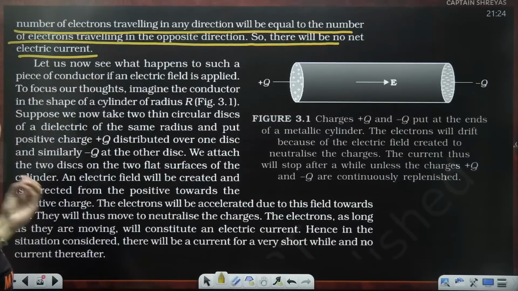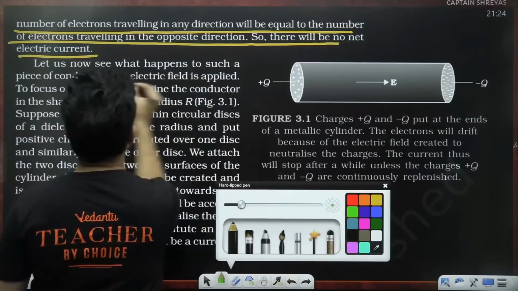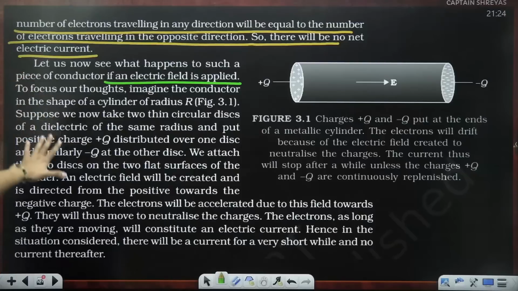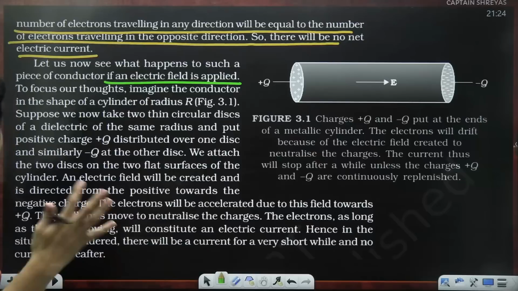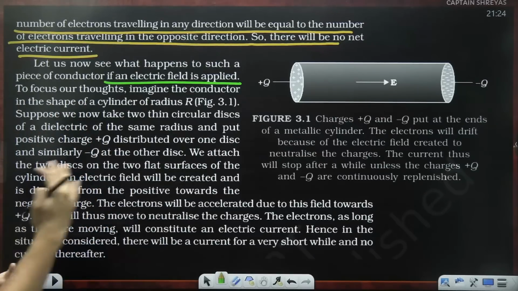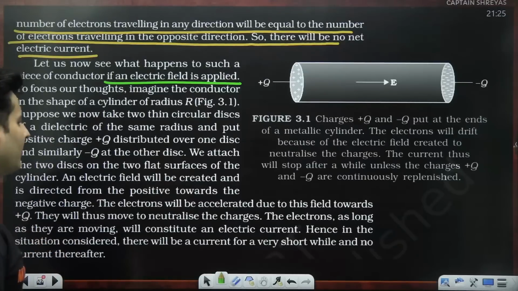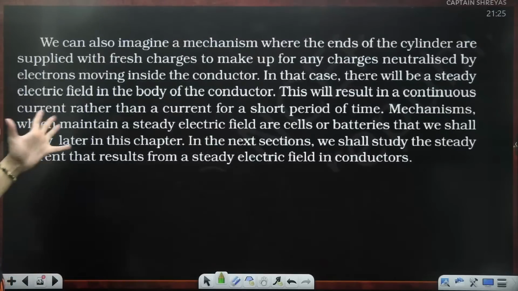Let us now see what happens to such a piece of conductor when a field is applied. This is the next case, when an electric field is applied, okay. Now you take a section and you see that some positive charge is distributed on one disc, negative charge on the other disc. We attach the two discs on the flat surfaces of the cylinder. An electric field will be created in the direction from positive to the negative charge. The electrons will be accelerated, okay. They will thus be moving to neutralize the charges. The electrons, as long as they are moving, will constitute electric current. Hence, in the situation considered, there will be current for a very short duration and not after much time.